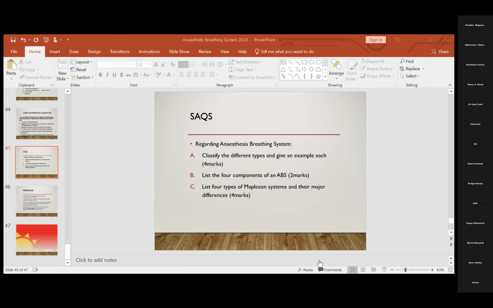Okay, there is one from Modesta. Thank you, Prof, for the presentation and detailed knowledge of breathing circuit imparted this evening. What are examples of semi-closed breathing circuit?